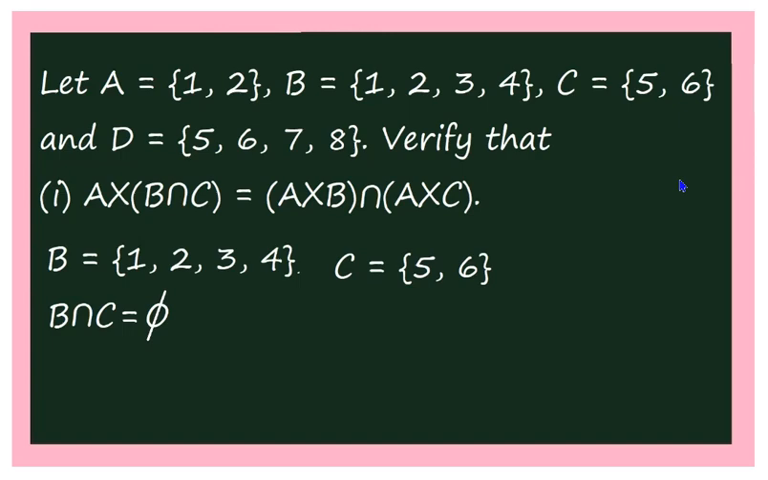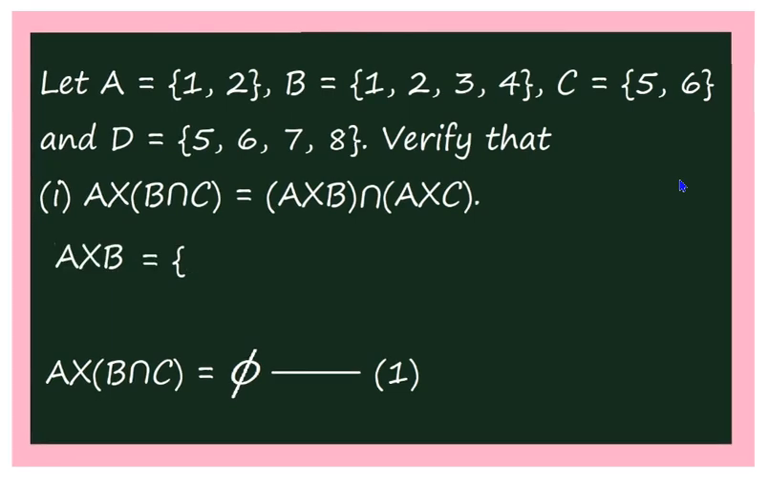And one more result is that the cross product of any set with the empty set is the empty set. Therefore A × (B ∩ C) is also equal to the empty set. Call this equation 1. Now you have to find the right hand side. What is the right hand side? (A × B) ∩ (A × C).